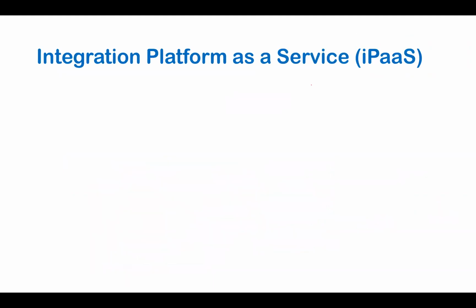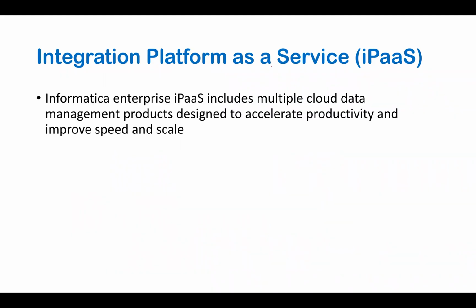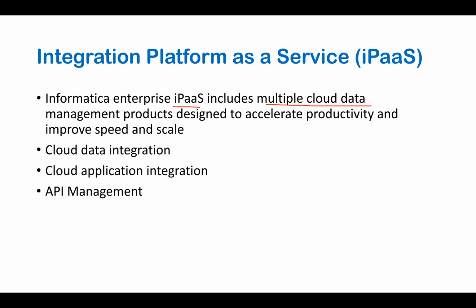So IICS is the integration platform as a service. Informatica Enterprise iPaaS includes multiple cloud data management products: cloud data integration, cloud application integration, API management, cloud data quality, and MDM also. Nowadays we have MDM, and that is also maintained. So that's what we call it: IICS is the iPaaS solution.